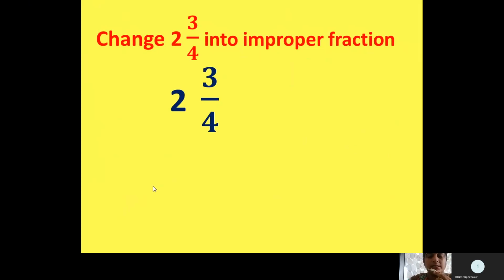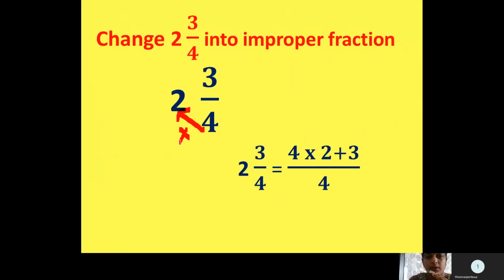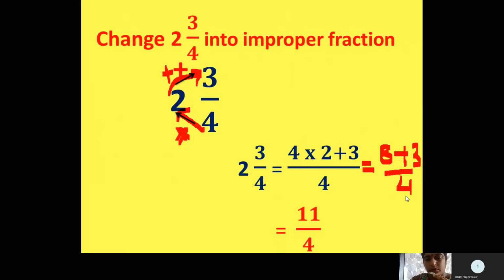Now what we have to do is simply we have to multiply first this 4 by 2. We have written here 4 into 2. Whatever answer comes, we have to add 3 in that. So we get 4 into 2 plus 3, and this 4 will be in the denominator. Now let us do. 4 into 2 we get 8 plus 3 by 4. Now 8 plus 3 is 11 by 4. So we get here 11 by 4.